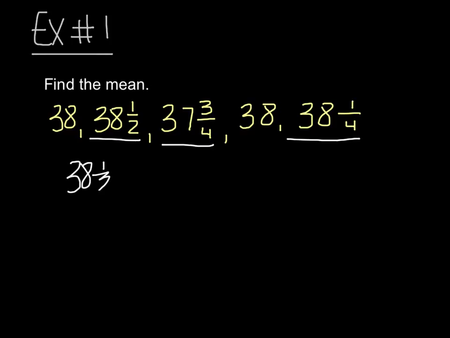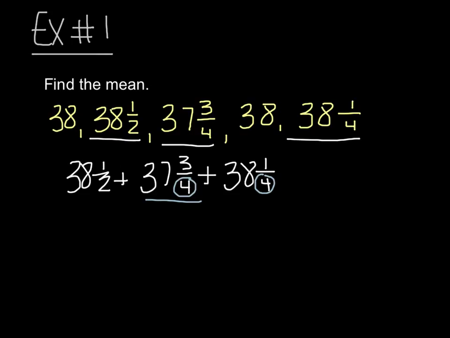38.5 plus 37 3/4 plus 38 1/4. Now remember, when you add fractions, you have to have a common denominator. Our common denominator is going to be 4. Since these two numbers already have 4 as the denominator, we don't need to change them. 38.5 is the only one we need to change. We need to get 4 as our denominator.